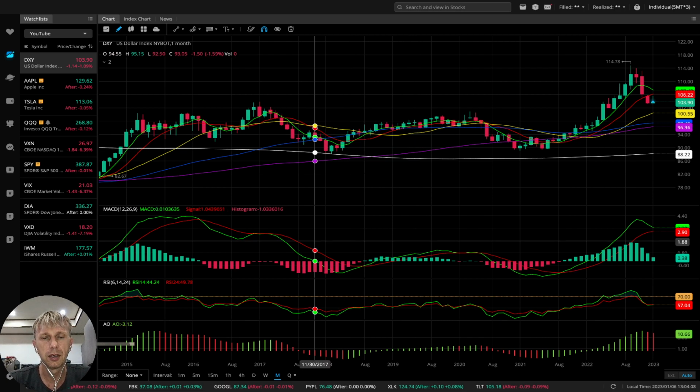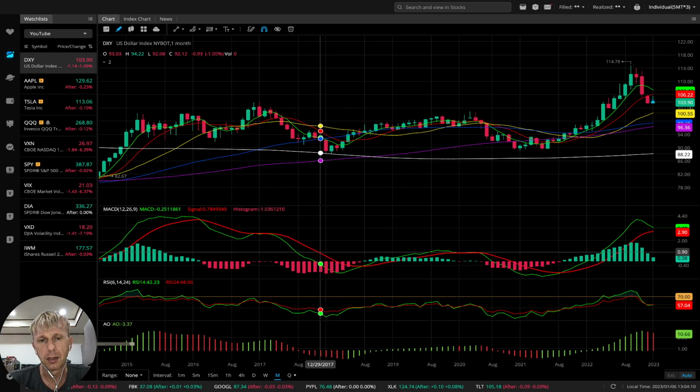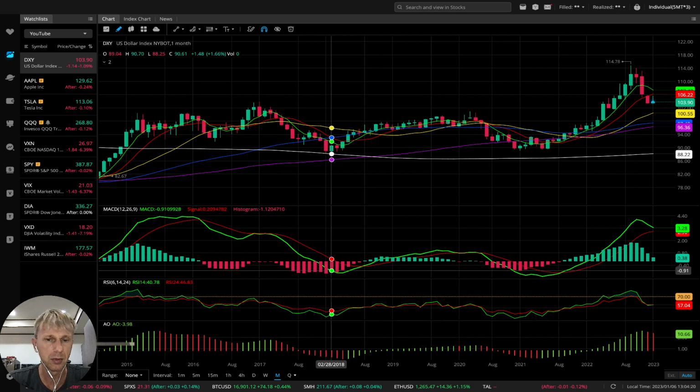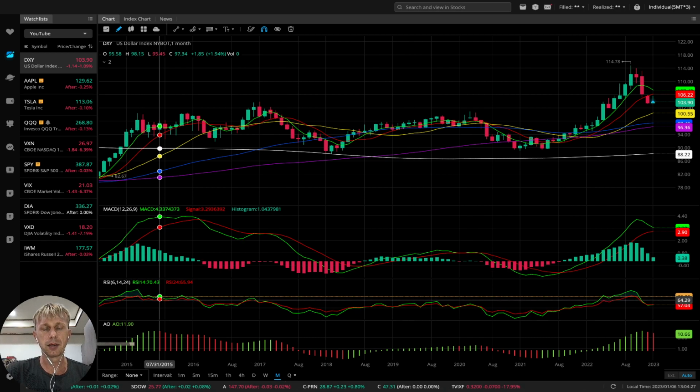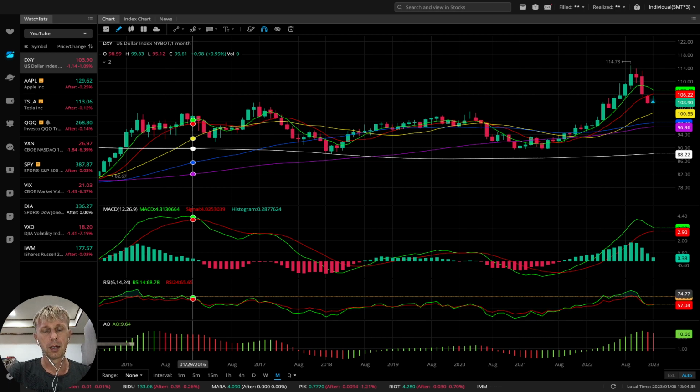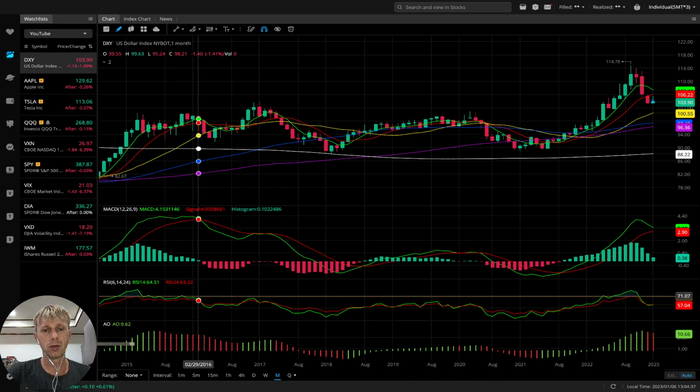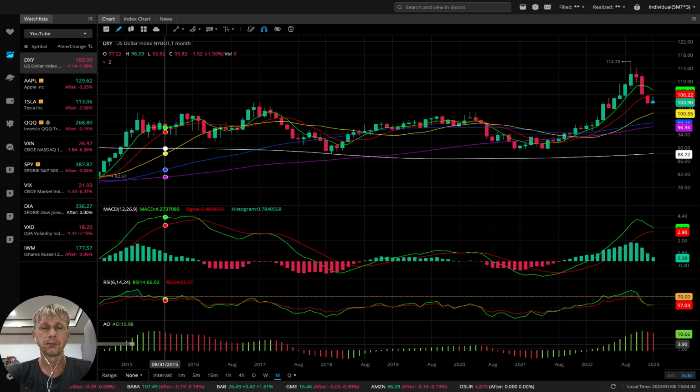I'm using the MACD indicator. Red line is the signal line, green line is the MACD line. It's the main indicator for us. It has a histogram. The red histogram is bearish territory, and the green histogram is bullish territory. RSI has the same setup. Red line is the signal line, green is the RSI line, and yellow line at 70 is overbought territory, yellow line at 30 is oversold territory. On the awesome oscillator, green is bullish, red is bearish.